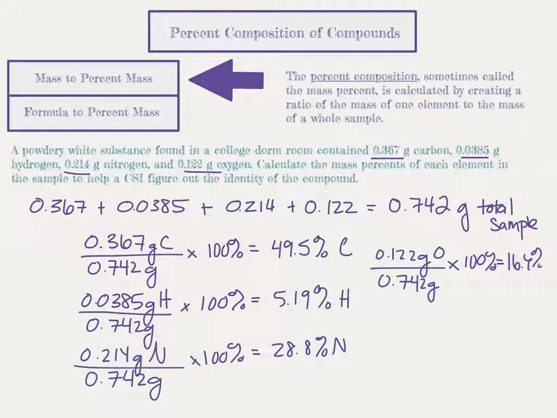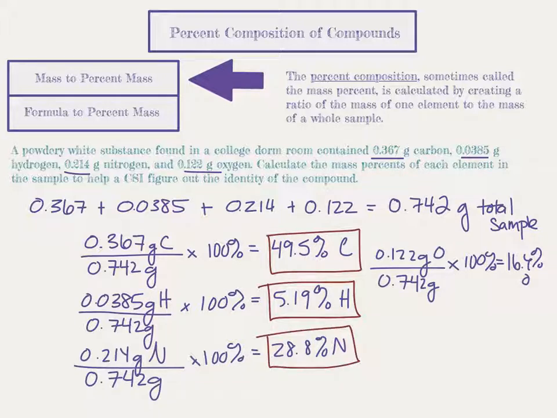16.4% oxygen. Just to triple check that I've done all my math correctly, I went ahead and added up all of my percents. I got 99.89 for my answer, so that reassures me that I've done most of my math correctly. Pretty darn close to 100%. So I'll go ahead and box my answers, and then I finish the question.